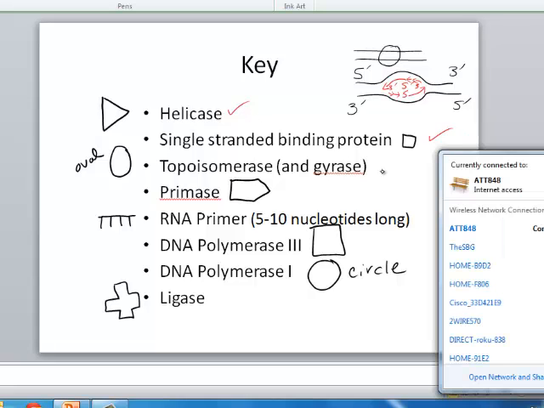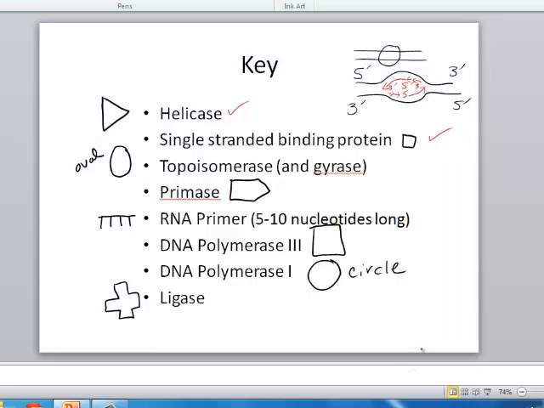We have topoisomerase, and gyrase, though I'm not going to bother trying to draw a gyrase. We'll just use a simple oval to represent them. We have primase to build RNA primers.